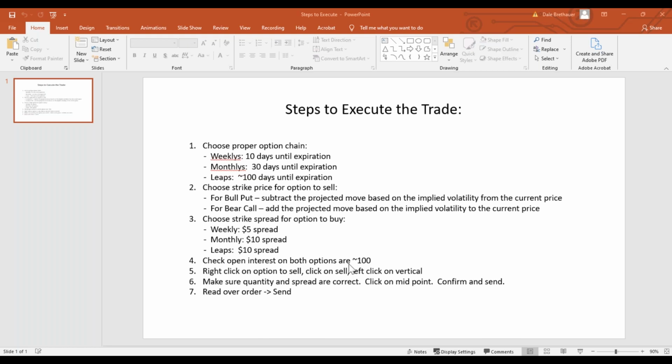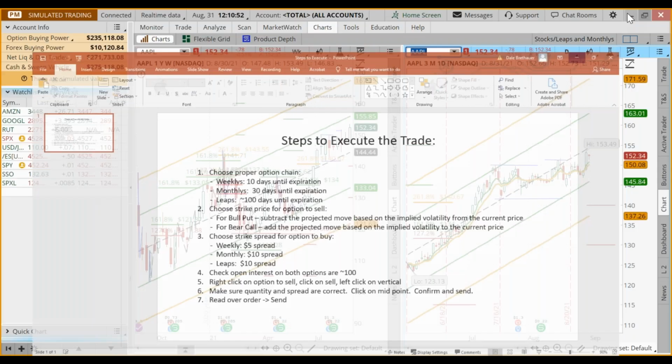All right, once you have that set up, you want to right click on the option to sell, click on sell, click on vertical, make sure you've got the quantity and the spread correct, click on the midpoint, confirm and send, and read over your order. All right, so let's go over this on our Apple trade.